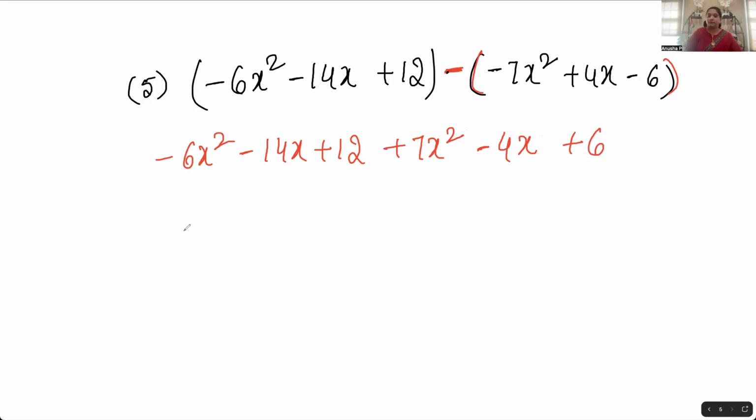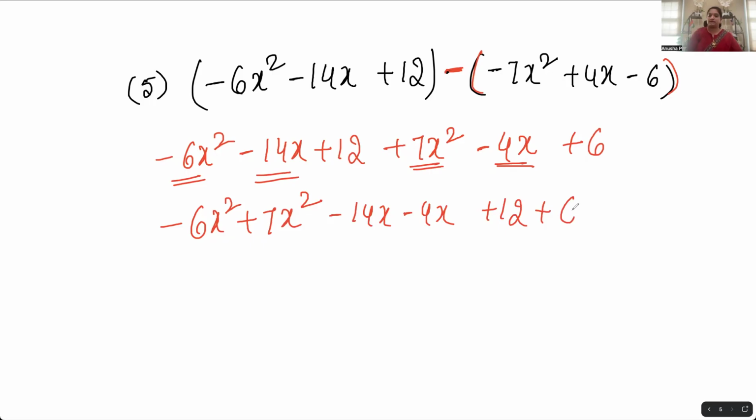Now we have to combine the like terms. We are writing the like terms to one side. Like terms means terms of the same degree. Here these two have the degree 2, so we are considering them as like terms. Minus 14x minus 4x and plus 12 plus 6. Minus 6x square plus 7x square is positive x square. Minus 14 minus 4 is minus 18x, and 12 plus 6 is 18.